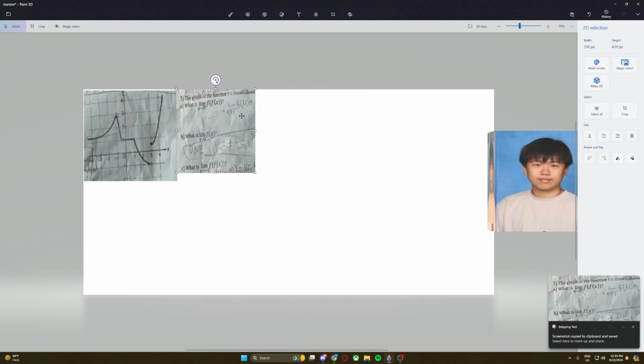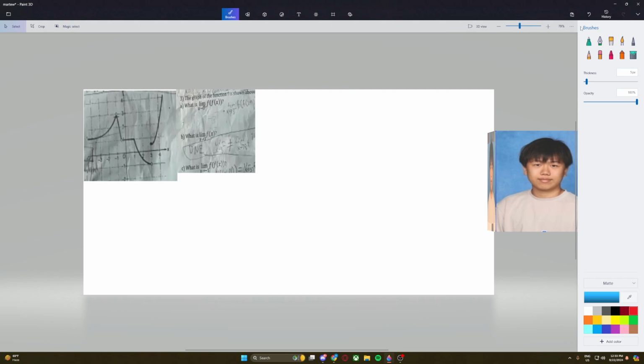Okay. So we're given a graph, and these are the questions. What is the limit as x approaches 3 on the left side of f of x? Okay. That's A. So let's look at the graph. 3 on the left side would be here. It's asking for f of x. So f of x, the inside f of x, this one right here.